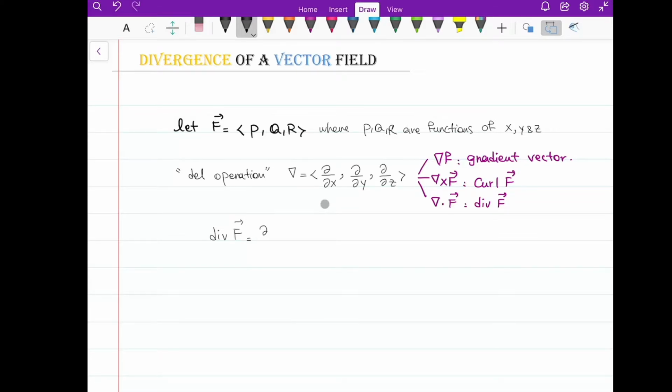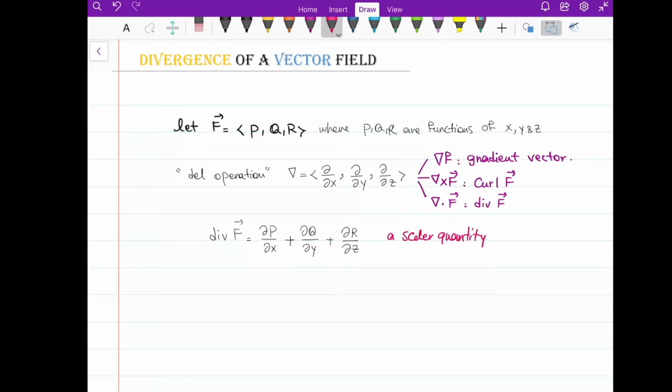As you see, it's just a dot product, right? So it would be the dot product of P, Q, R with the del vector. So it would be partial derivative of P with respect to X plus partial derivative of Q with respect to Y plus partial derivative of R with respect to Z. As you see, divergence is a scalar quantity.